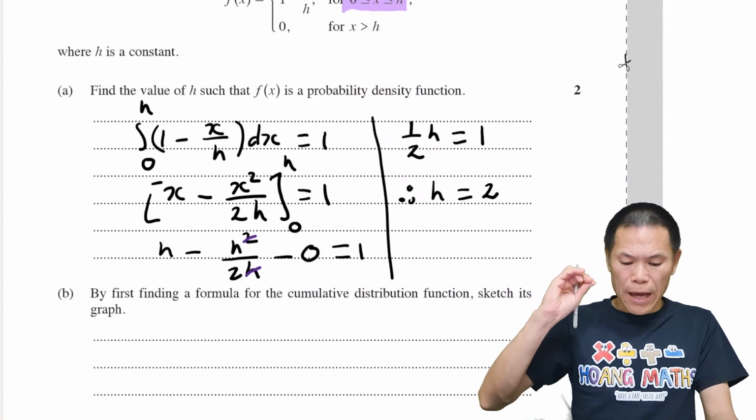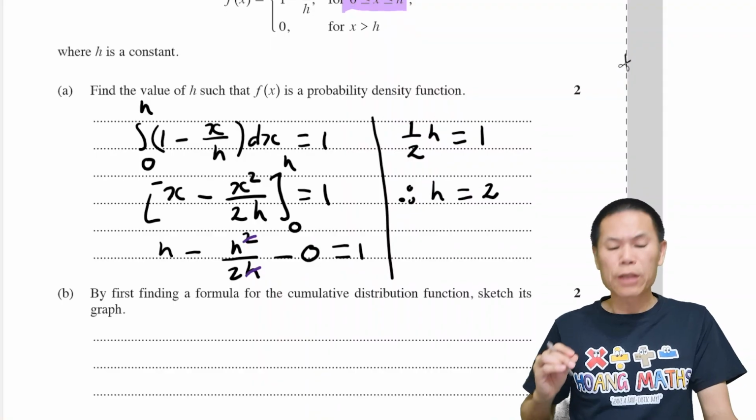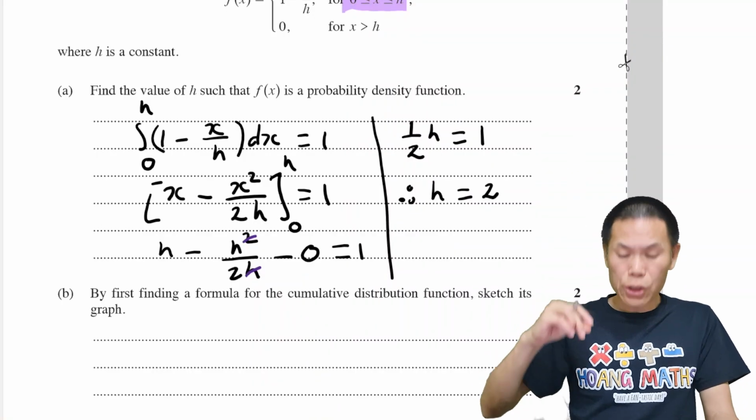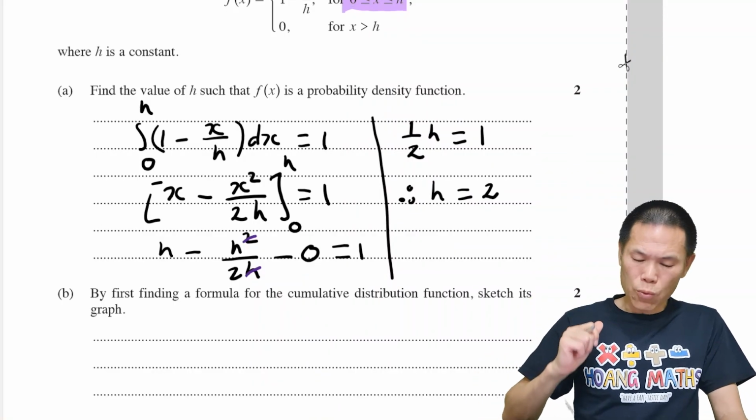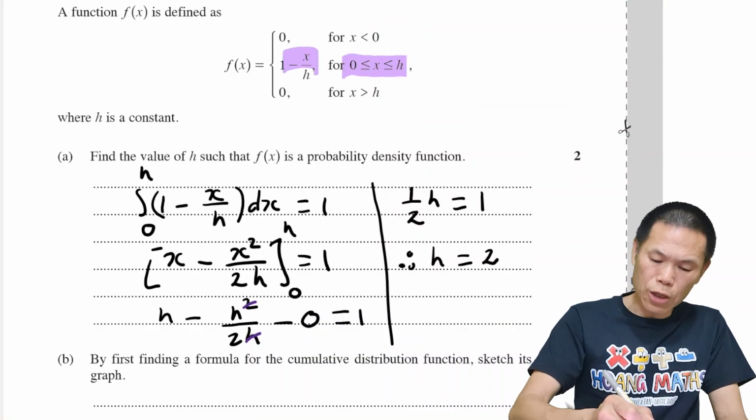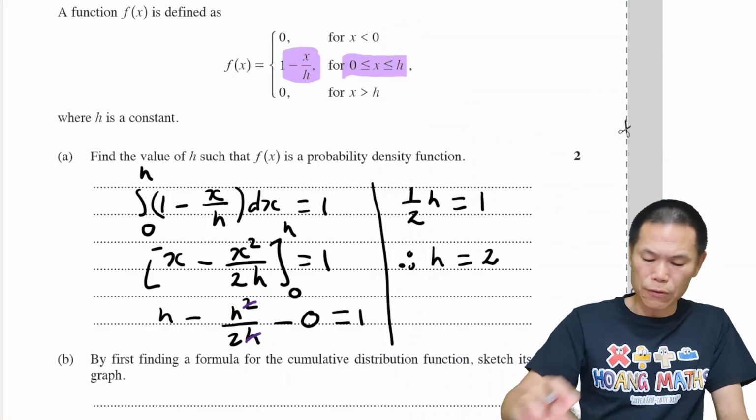By first finding a formula for the cumulative distribution function, sketch its graph. So work out the cumulative distribution function first.